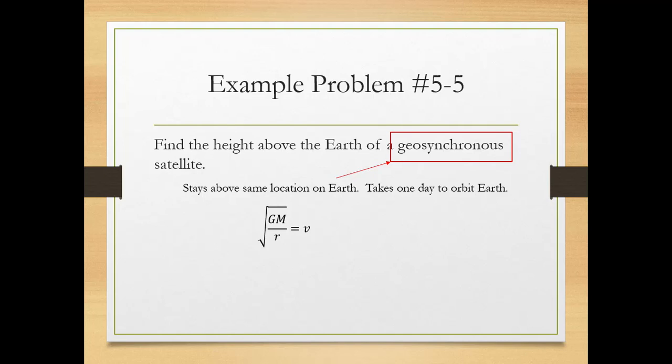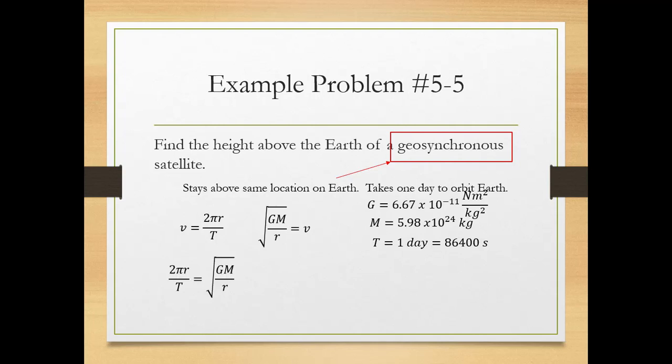So we have the square root of GM over r is equal to v. We can also relate v to period: the speed in a circular orbit is 2 pi r, the circumference of your orbit, divided by the period of that orbit. So here are some things that I know right away. I know G, M, I know the period of 1 day, and I'm really looking for r. So if I set these two equal to one another, I need to figure out, well, how do I solve this for r?